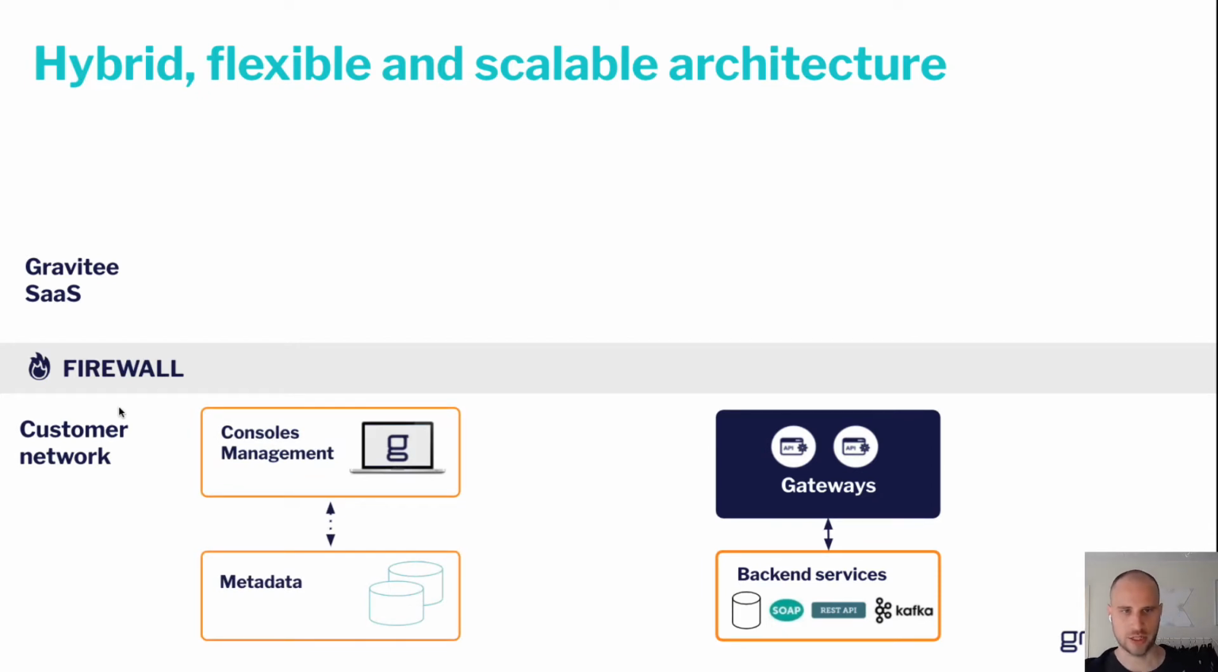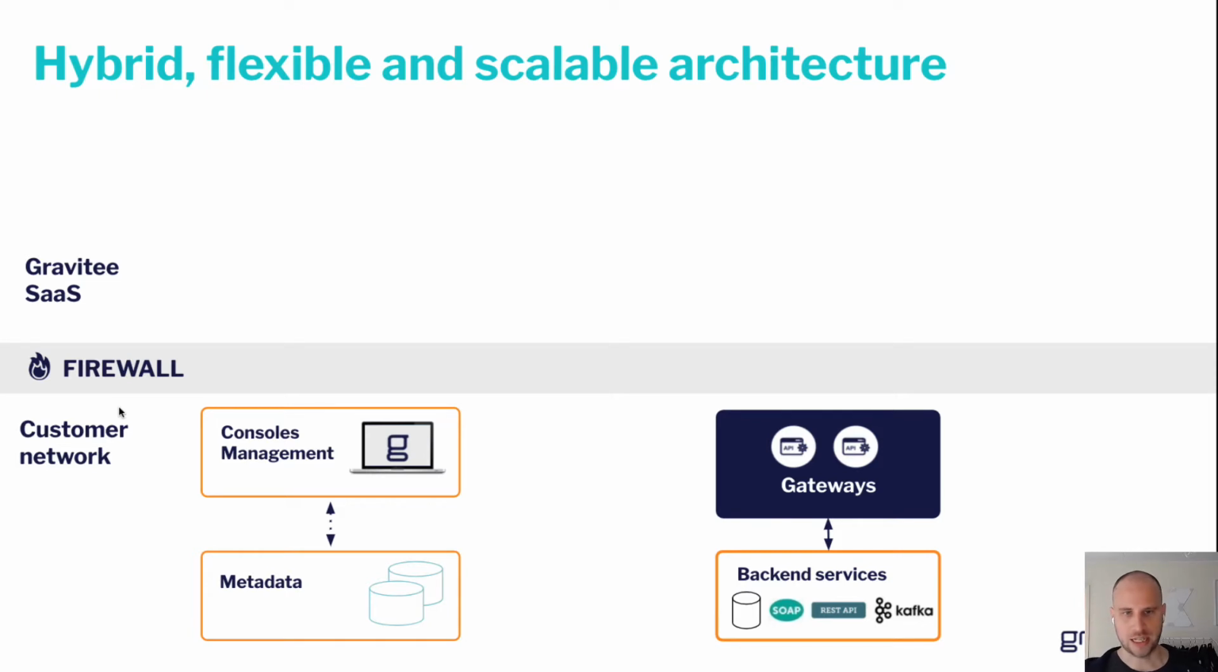So in this scenario, let's say that you deploy the Gravitee consoles and the management interfaces, as well as the metadata, also within your network. So the consoles and the management is basically for a developer portal for people to discover your APIs. It's also for administration to define what an API should look like, what backend it should proxy, the traffic shaping that goes with it, and all the analytics.